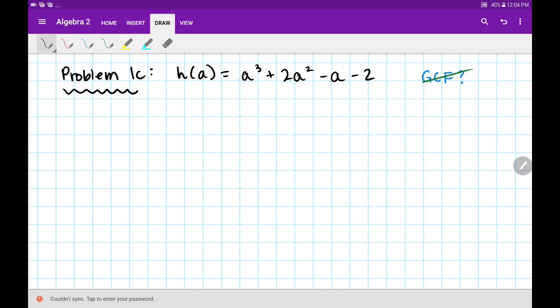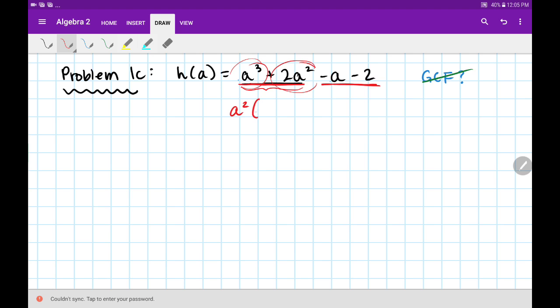So GCF is not going to help us here. Next, notice that there's 4 terms. When there's 4 terms, we can try factoring by grouping. We'll try it and see if it works. So factoring by grouping works like this. Underline your first 2 terms. Underline your second 2 terms. Now observe your first binomial, okay? This one right here. What can we factor out of both a cubed and 2a squared?